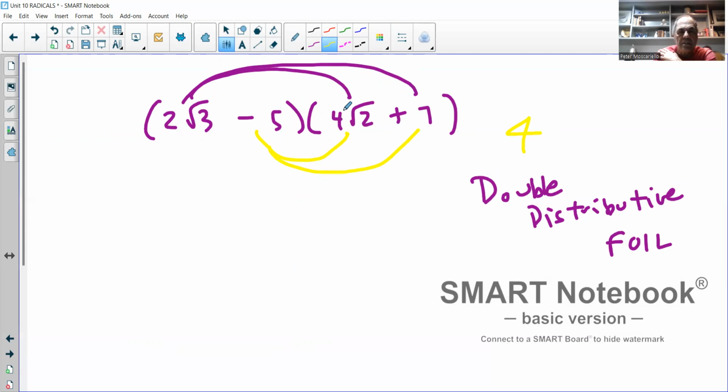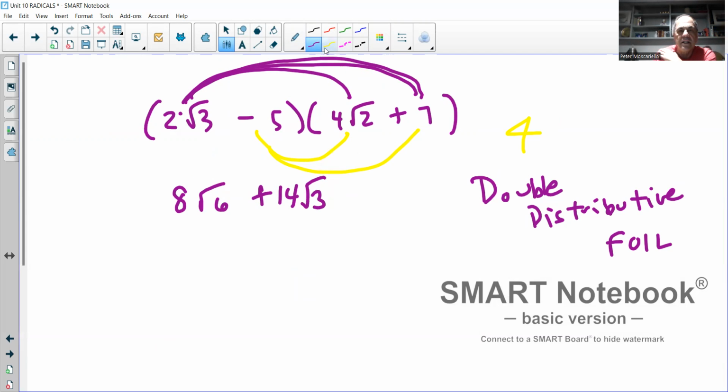2 root 3 times each term in the second parentheses, negative 5 times each term in the second parentheses. Not difficult. So let's do that. So 2 root 3 times 4 root 2, 2 times 4, 8. Root 3 times root 2 is root 6. And 2 root 3 times the 7, well, 2 times 7 is 14. We just tack on the root 3. All right, now let's do the yellow ones. Negative 5 times 4 root 2 is negative 20. Tack on the root 2. Negative 5 times 7, negative 35.